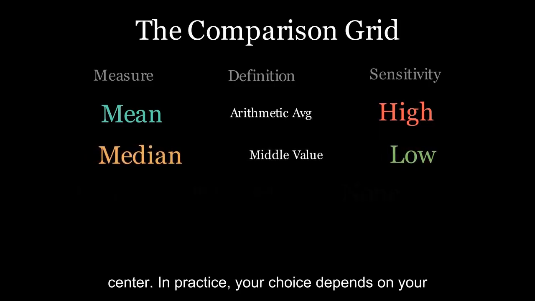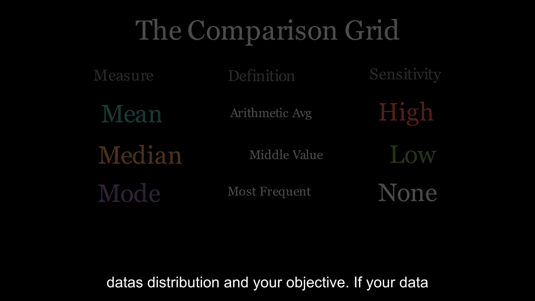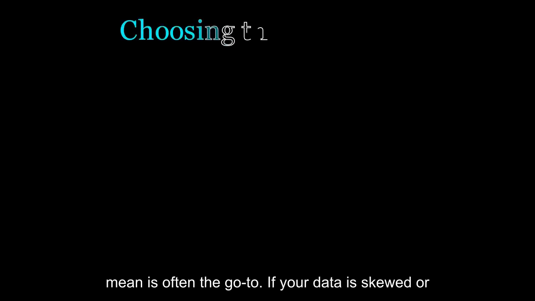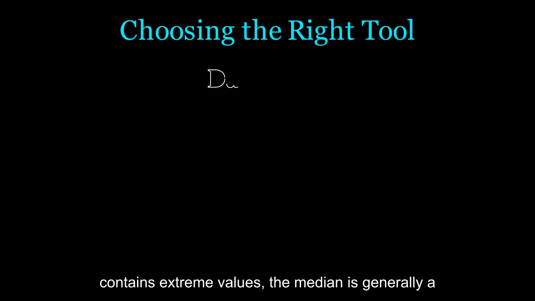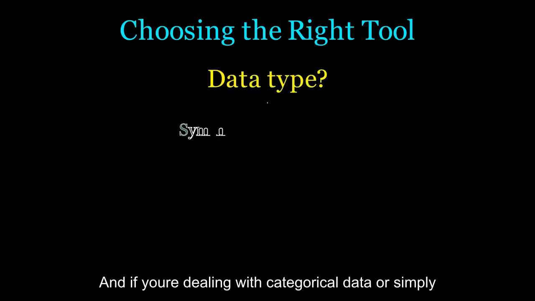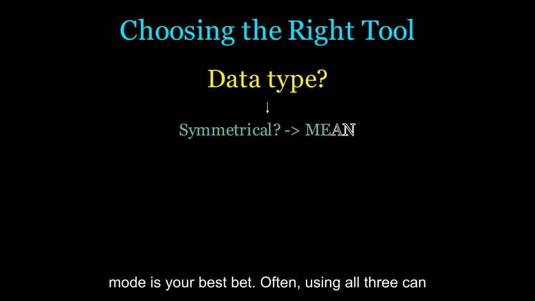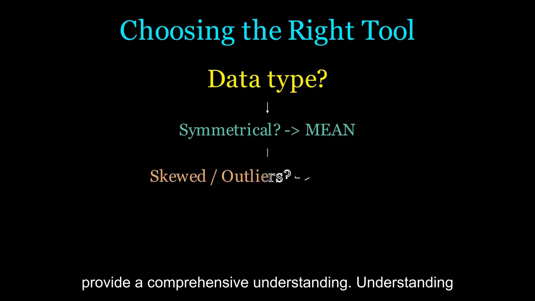In practice, your choice depends on your data's distribution and your objective. If your data is relatively symmetrical and free of outliers, the mean is often the go-to. If your data is skewed or contains extreme values, the median is generally a better choice for representing the typical value. And if you're dealing with categorical data or simply want to identify the most common occurrence, the mode is your best bet. Often, using all three can provide a comprehensive understanding.